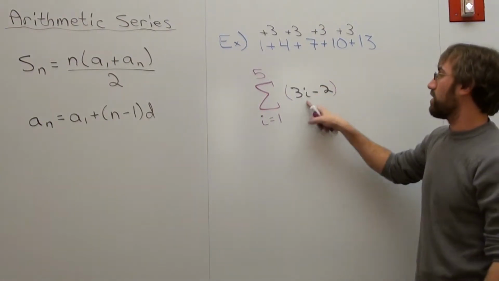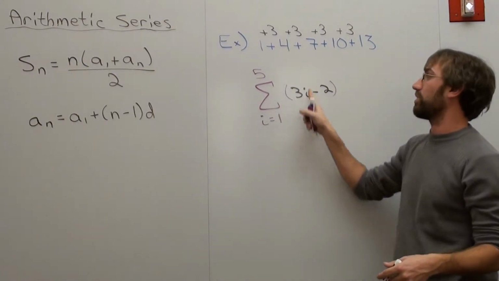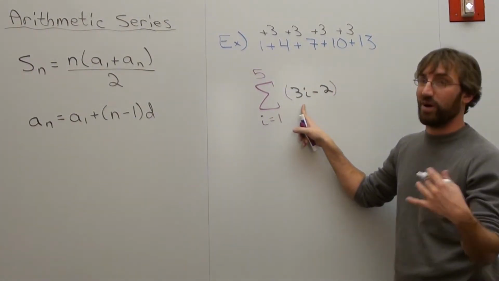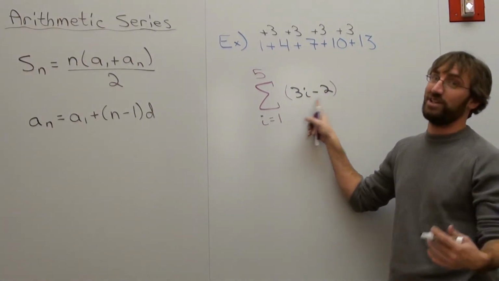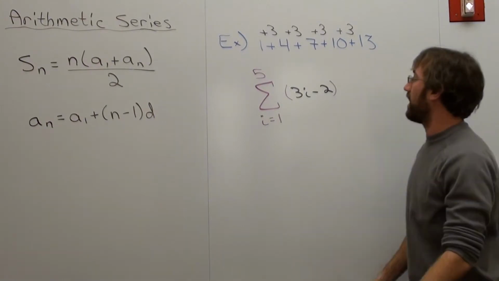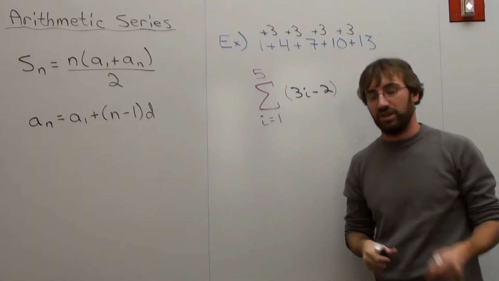Check it out. 3 times 1 is 3, minus 2 is 1. 3 times 2 is 6, minus 2 is 4. 3 times 3 is 9, minus 2 is 7. 3 times 4 is 12, minus 2 is 10. 3 times 5 is 15, minus 2 is 13. Bam! That's how you do it. And I went ahead and did 1, 2, 3, 4, 5. The story checks out, that works.